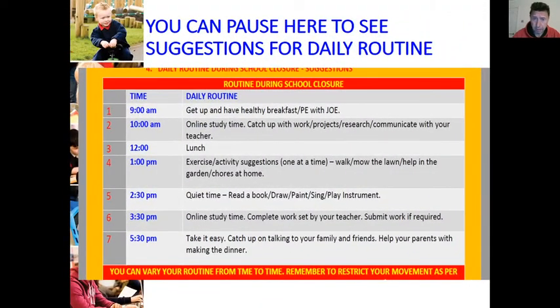So this is just a daily routine that you might want to adopt, or you might have already adopted this daily routine. And it's important that we spend at least a couple of hours of work in the morning, and then a couple of hours in the afternoon, and in between we have some break, lunch and exercise as well. So if you want to pause, you can stop that and again revisit this daily routine, but I'm sure by now you have established your own daily routine that suits your household and your parents and yourself.